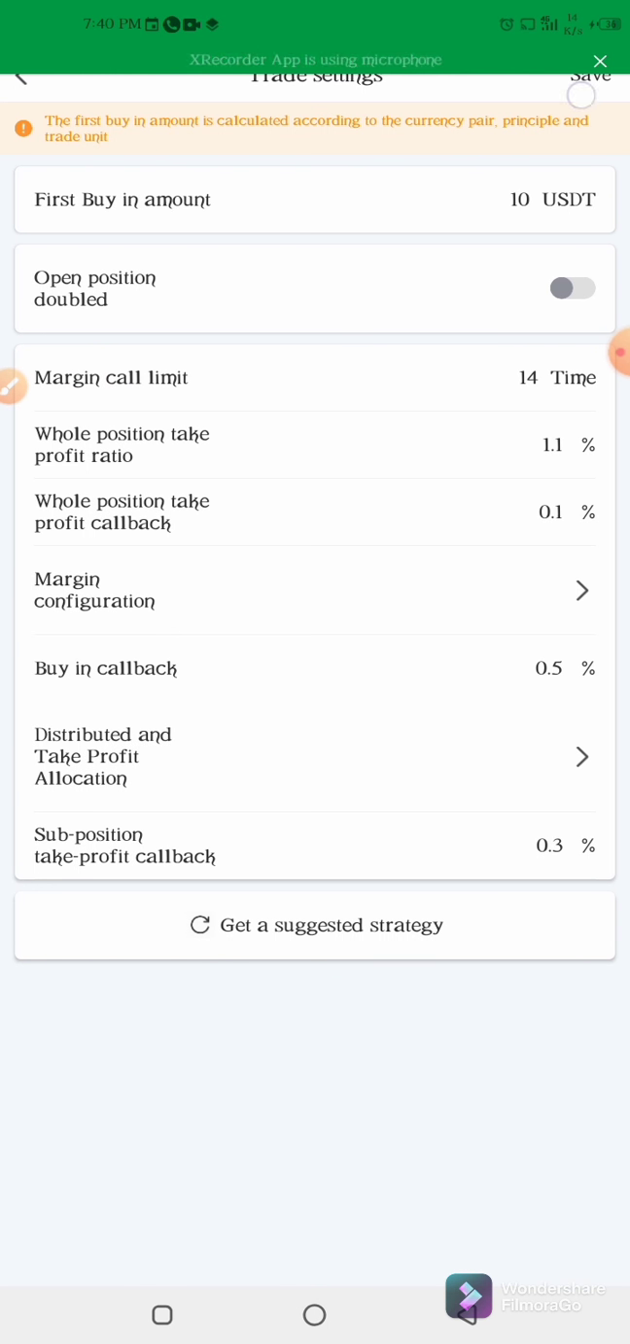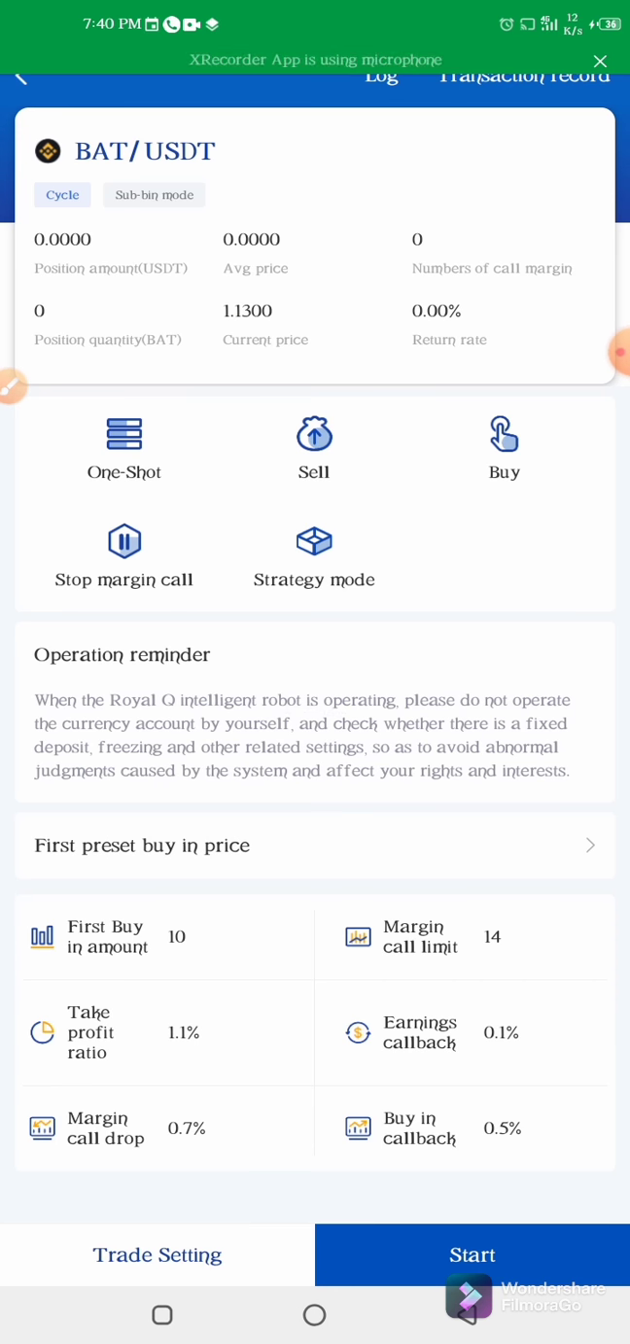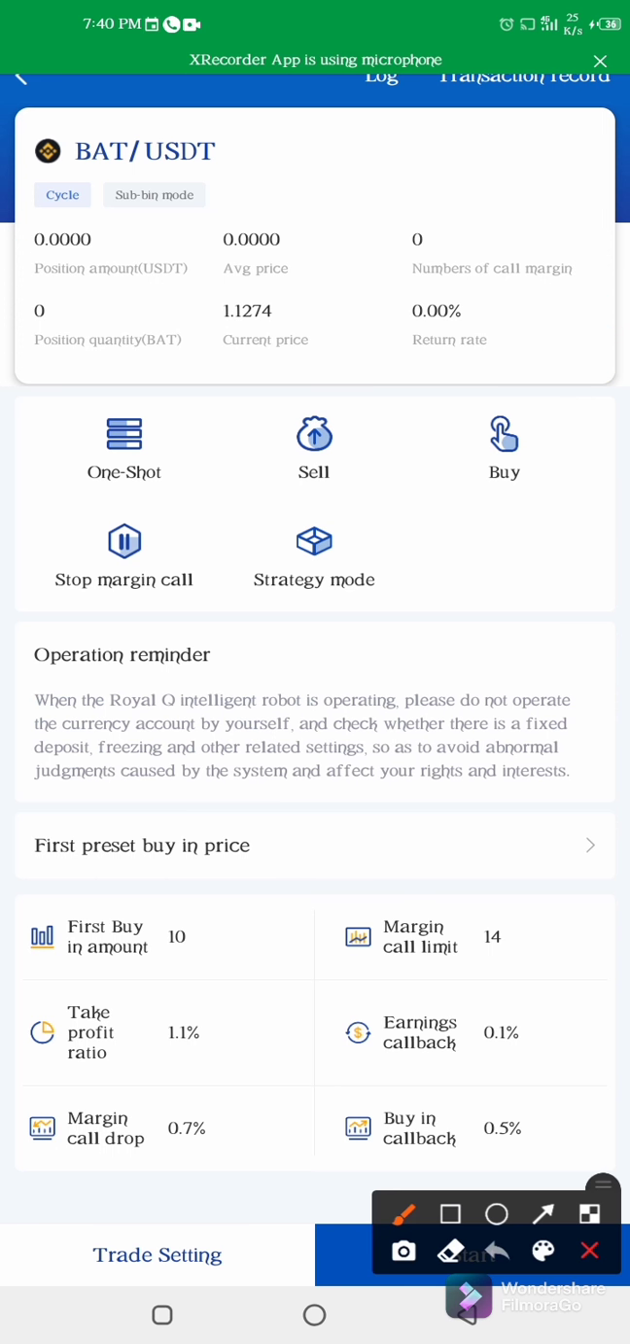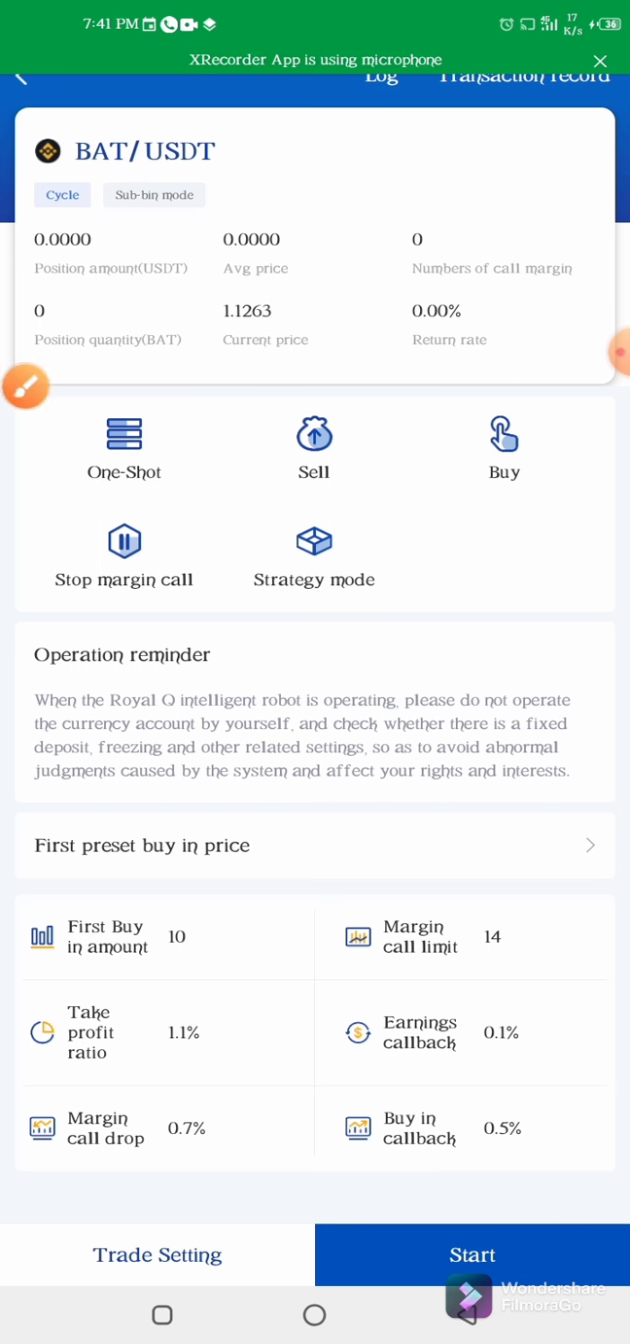Confirm, save, and once you save, make sure it's on cycle. How do you get to know it's on cycle? I told you in the previous video, please watch my previous video. It's on cycle, it's in sub-bin mode. Those are the things to check, and then you start.